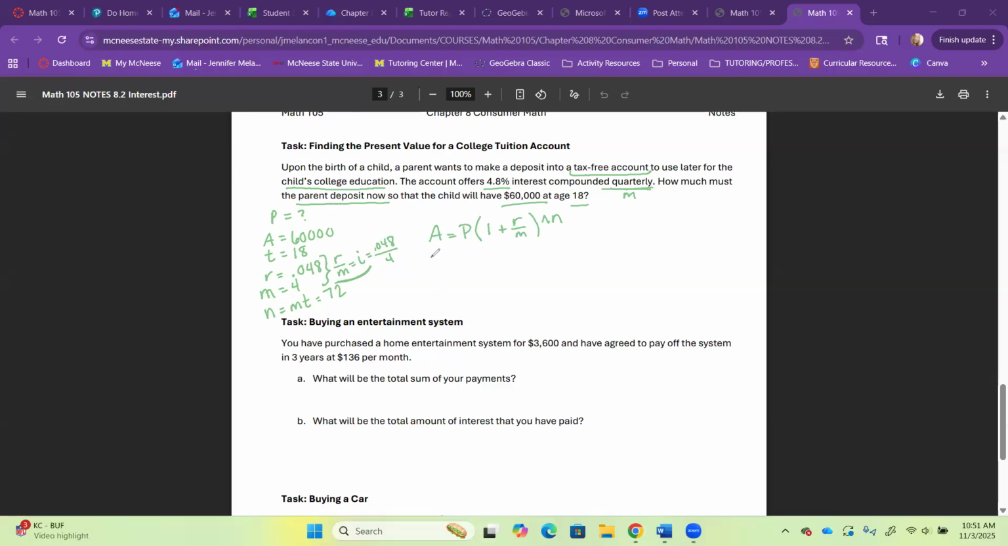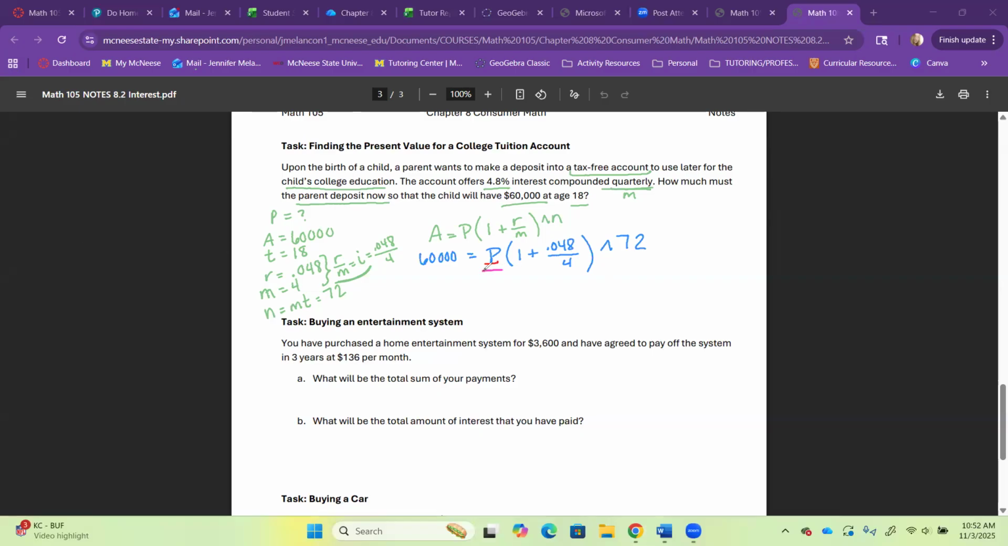So A, how much we want in the future, 60,000, is equal to P times 1 plus 0.048 divided by 4, and that is raised to the nth power, which is 72 compounding periods. And notice again, we're in this situation where we want to solve for P, and P is being multiplied by this stuff in the parentheses, which is being raised to that power. So it's just as simple as before.